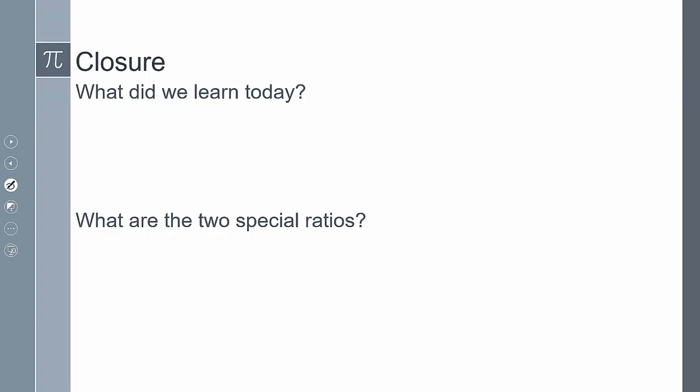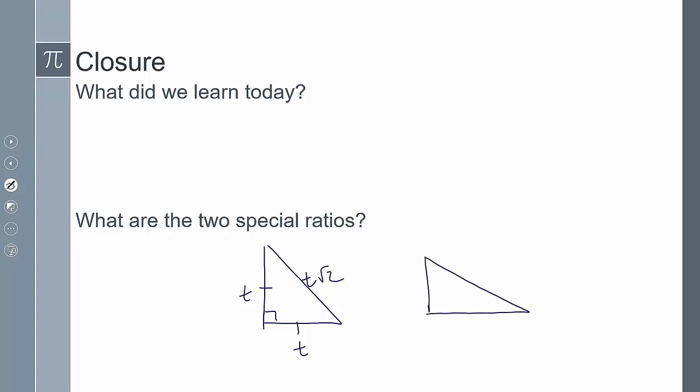So what did we learn today? We learned about our two special right triangles, the 30, 60, 90 triangle and the 45, 45, 90 triangle. The two special ratios for the 45, 45, 90 is t, t, t root 2. And then for the 30, 60, 90, it's t, t root 3, and 2t. This does conclude our lesson.